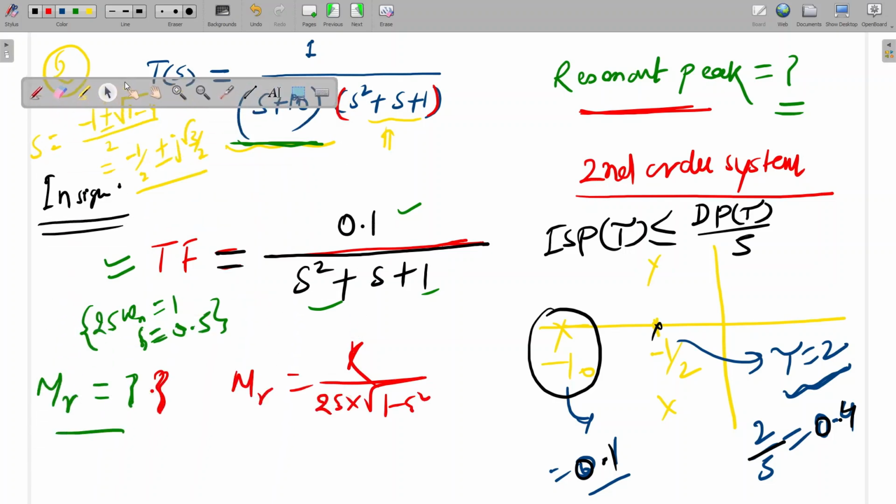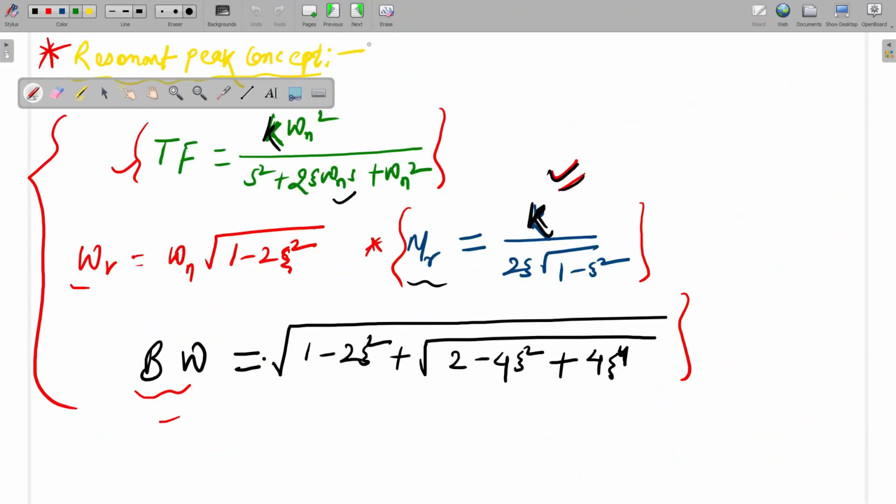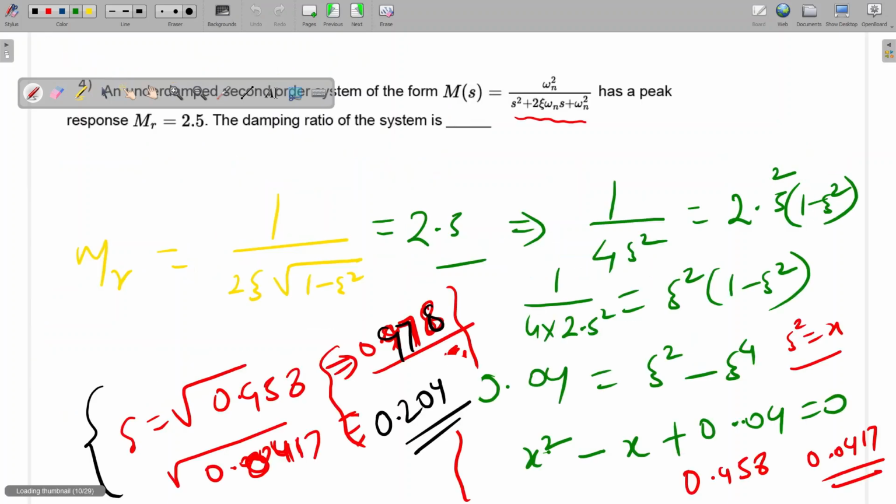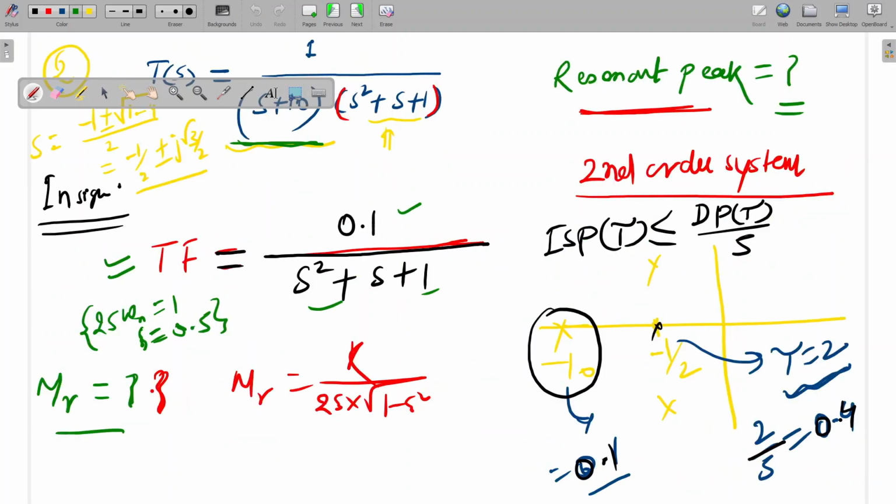So the mistake is normally we are neglecting this K value because some book formula is like that. This K will be not given omega n square. So directly it will be MR equal to 1 divided by 2 zeta 1 minus zeta square. If we apply this formula, this will be wrong. And second mistake is while converting into this domain, we'll miss this one.